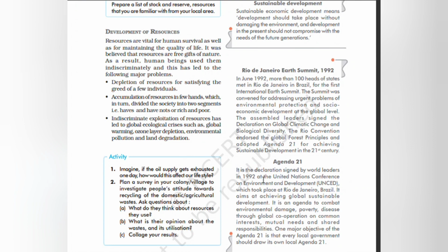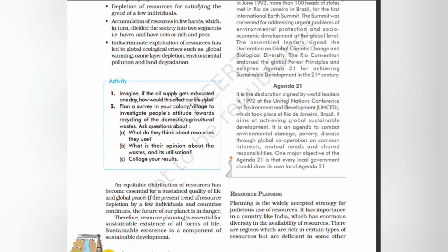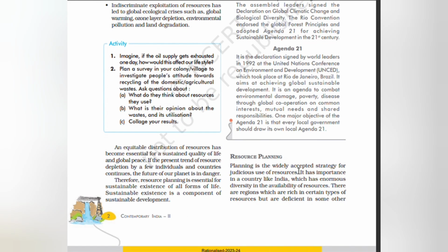Agenda 21. It is the declaration signed by world leaders in 1992 at the United Nations Conference on Environment and Development (UNCED), which took place at Rio de Janeiro, Brazil. It aims at achieving global sustainable development. It is an agenda to combat environmental damage, poverty, disease through global cooperation on common interests, mutual needs, and shared responsibilities. One major objective of Agenda 21 is that every local government should draw its own local Agenda 21.